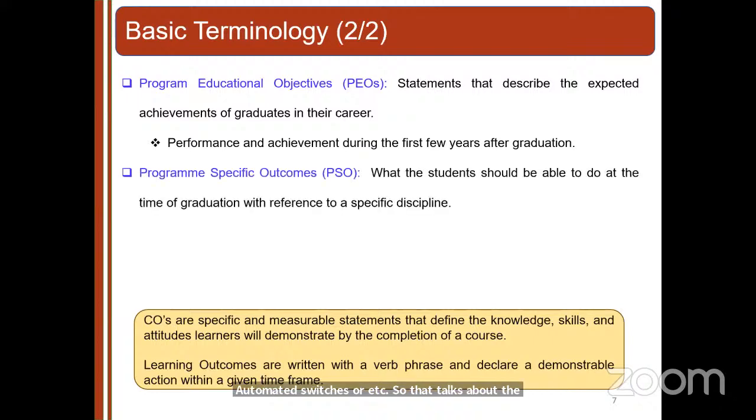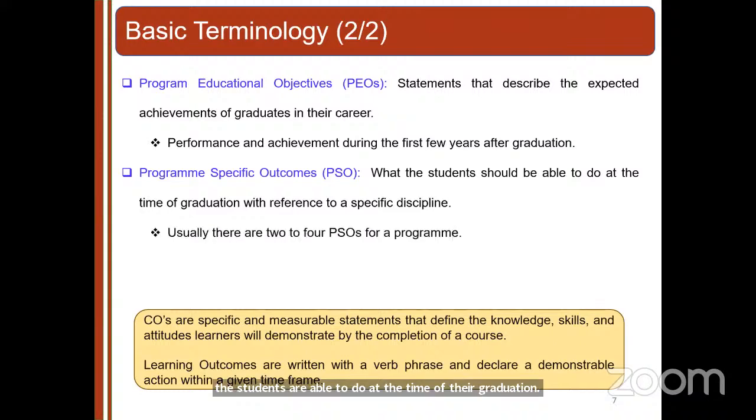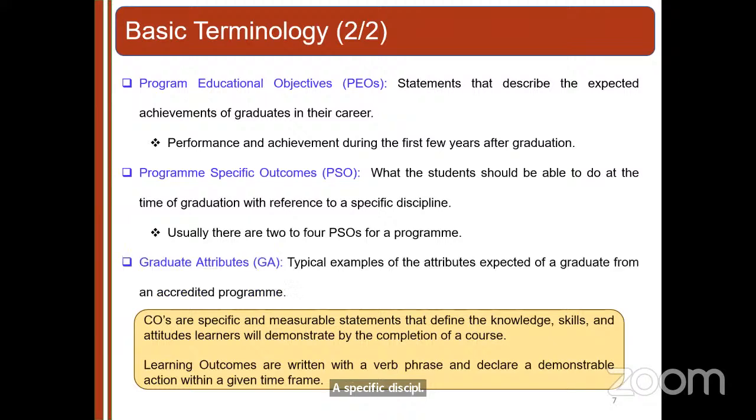So that talks about the program educational objectives, which show a path to the career for the student. Finally, the last one is program specific outcomes, what the students are able to do at the time of their graduation with respect to a specific discipline. There are usually 2 to 4 PSOs for a given course. And I told you the graduate attributes are 12 in number, and they are also classified based upon these 5 different categories of knowledge, skill, competency, attitude, and behavior.